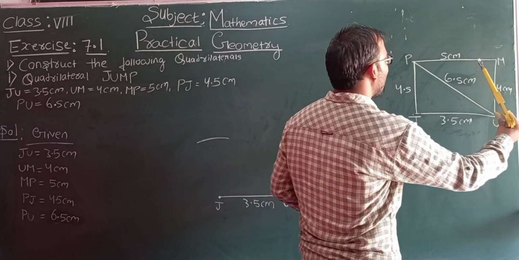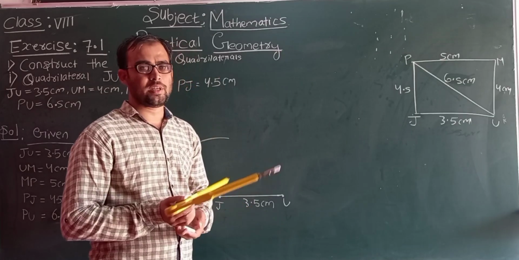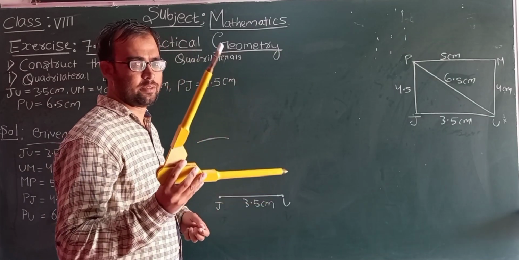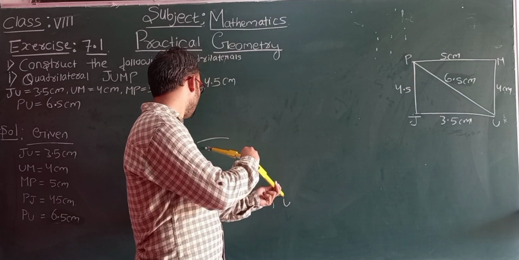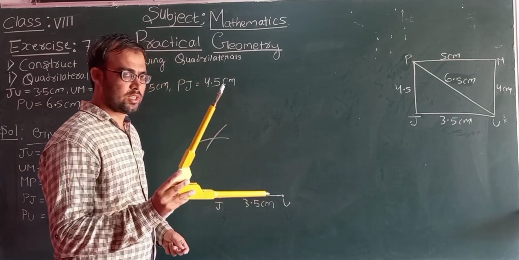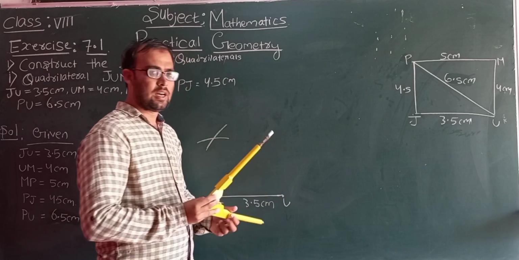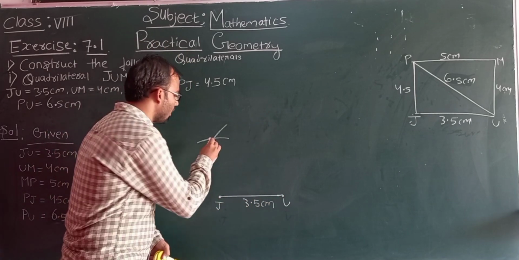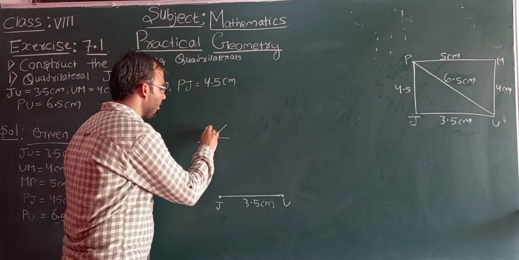Next, with U as center, draw the arc. Okay, students, assume that the compass is set for 6.5 centimeter. With U as center, draw the arc. Now mark the point of intersection of the arcs. Okay, so this will be P.